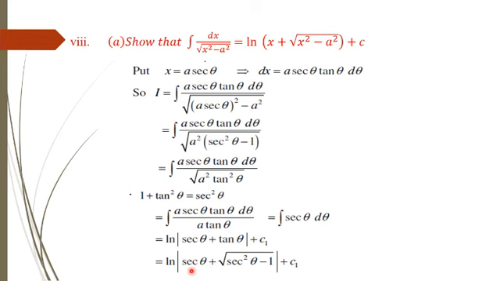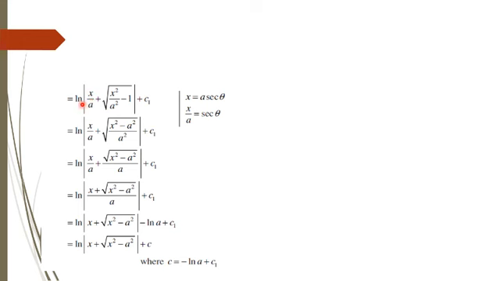We can easily replace secant theta here by x by a, and x by a whole square minus 1 square root plus c1. Natural log of x by a plus square root of x square over a square minus 1 plus c1. Why? Because x is equal to a secant theta, then x over a is equal to secant theta. Now taking the LCM under the square root sign, we have x square minus a square over a square.